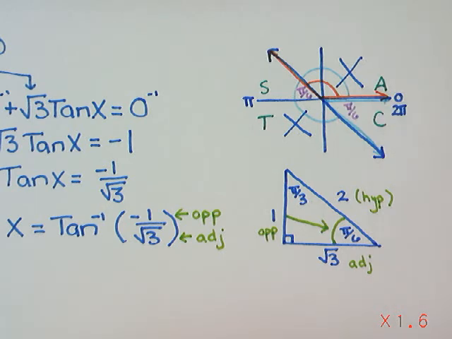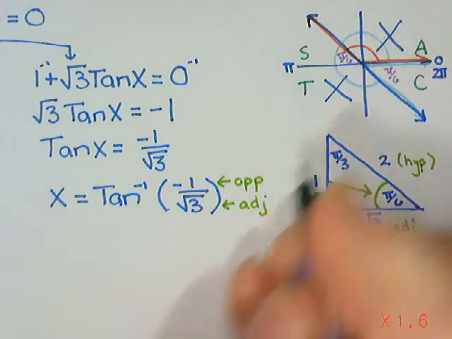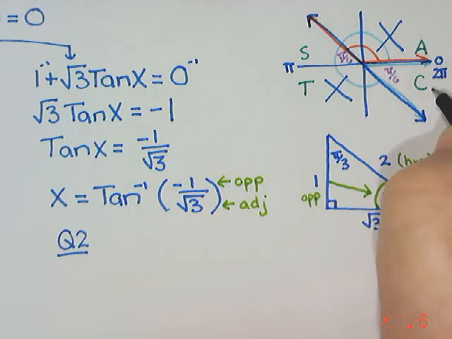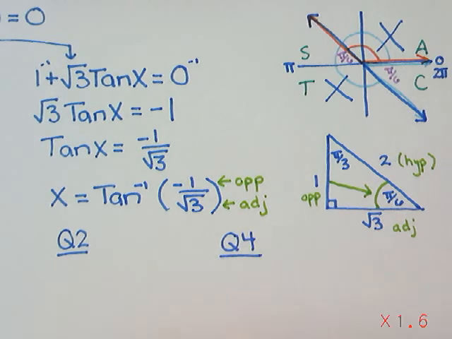So I like to identify what quadrant the angle is coming from. So I usually write that this is quadrant 2. So I would write Q2. And this one is in quadrant number 4. So I have one from Q4.